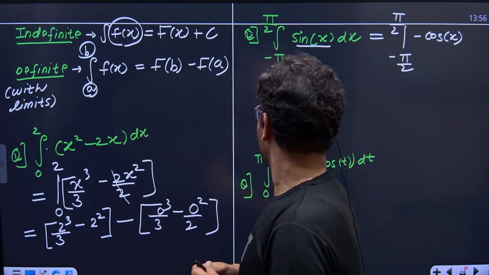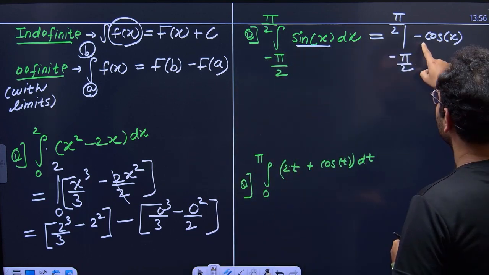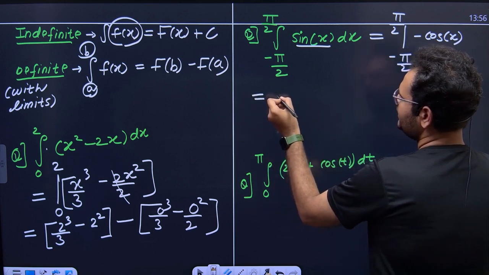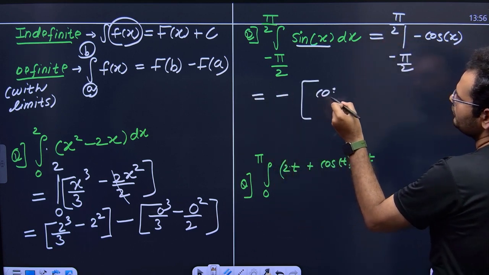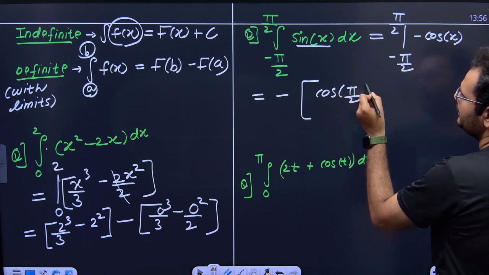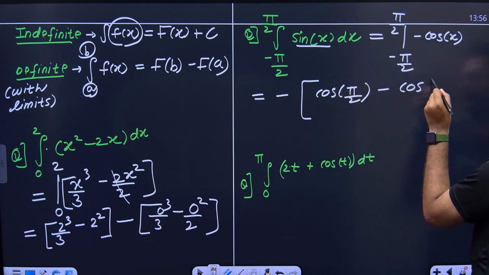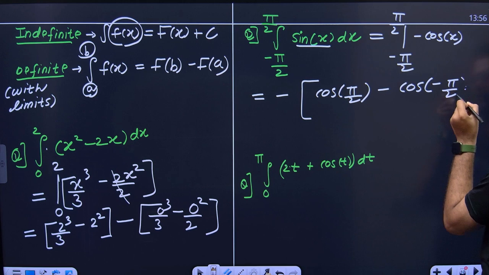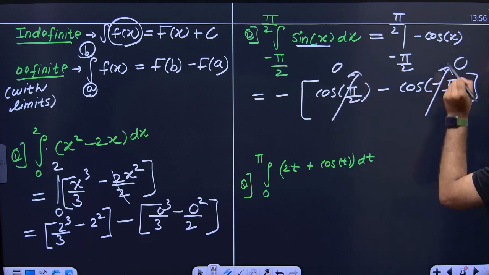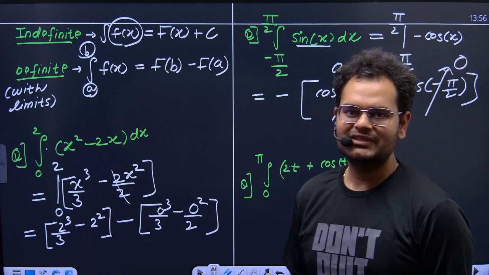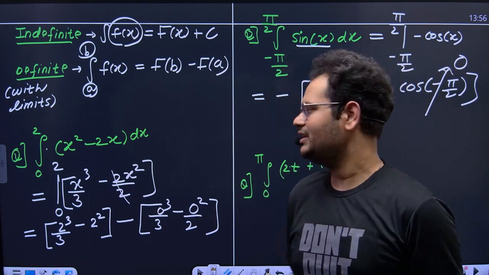Okay, that's it. So first we'll take minus outside. If minus is outside, then I will apply the limits. Upper limit I will put cos of pi by 2, minus cos of minus pi by 2. This is my final answer. See, this is also 0. Come on, this is also 0. So the answer is 0. Hey, cos of pi by 2 and minus pi by 2, it is 0, right?